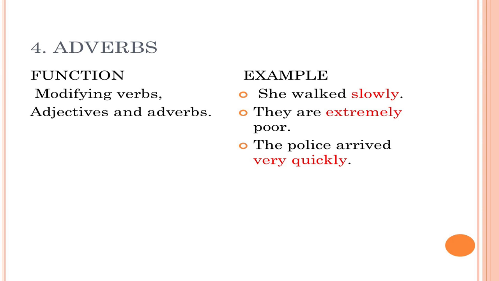3. The police arrived very quickly. Now, very and quickly here are adverbs, and both are describing the verb arrived, telling us how the response of the police was, the frequency of the response, or how soon they arrived.